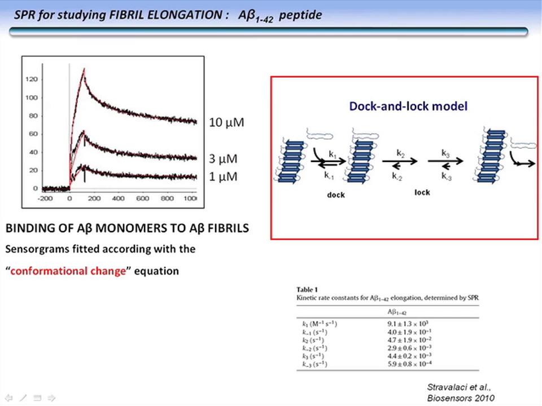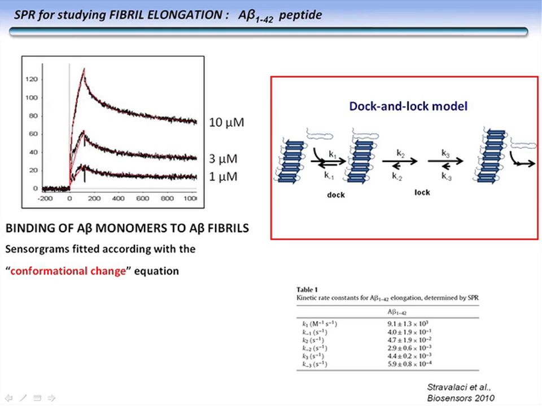With this analysis, we could estimate the kinetic rate constants for A-beta 42 elongation. And these are the values, and we could compare these values with those obtained with A-beta 40, and with those of A-beta mutated peptides or prion proteins and so on.